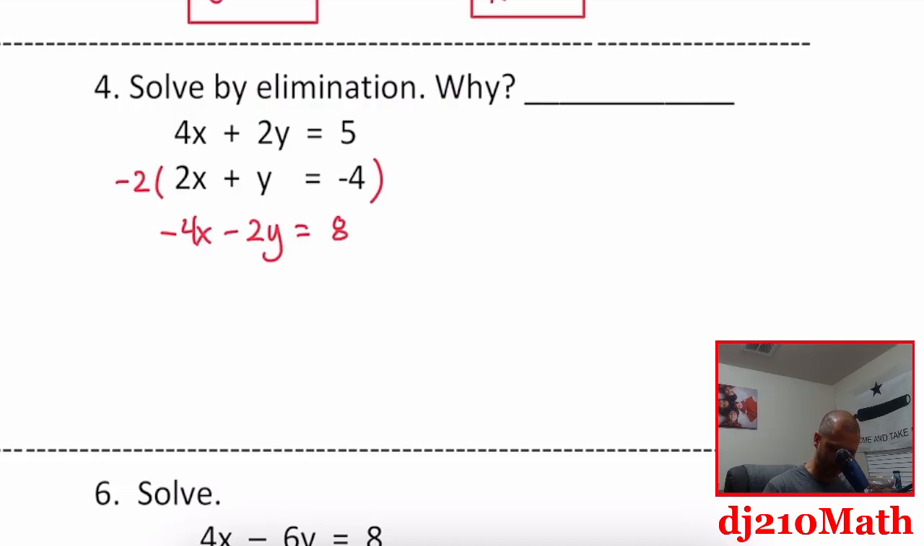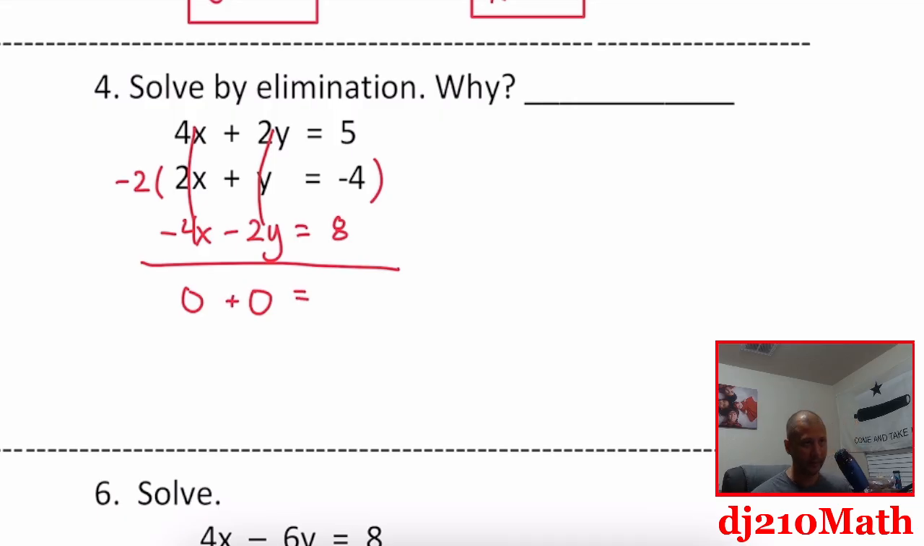So when we add, 4 and 4 make 0. 2 minus 2, again 0. And then 8 plus 5, 13. All right. So when we have 0 equals a number, right, we know that this is no solution. That's kind of nice.